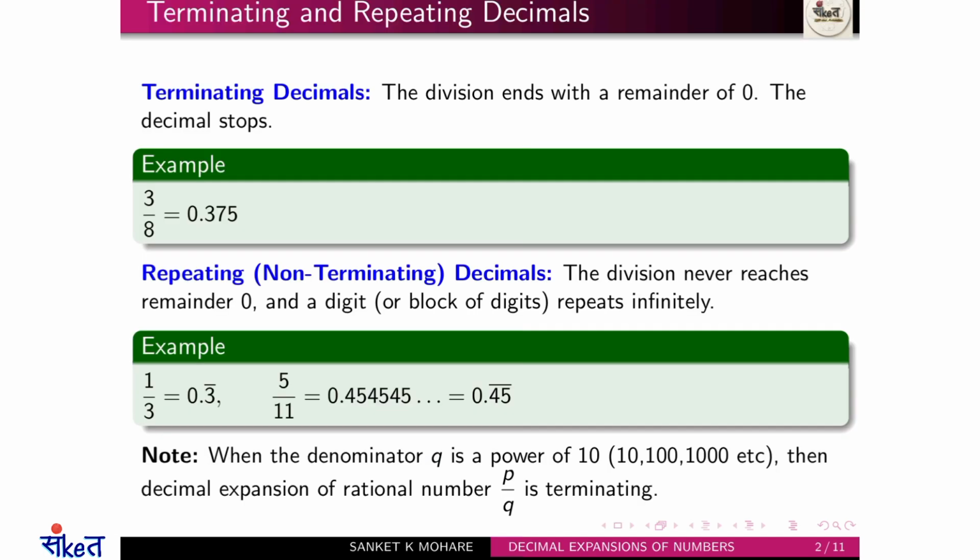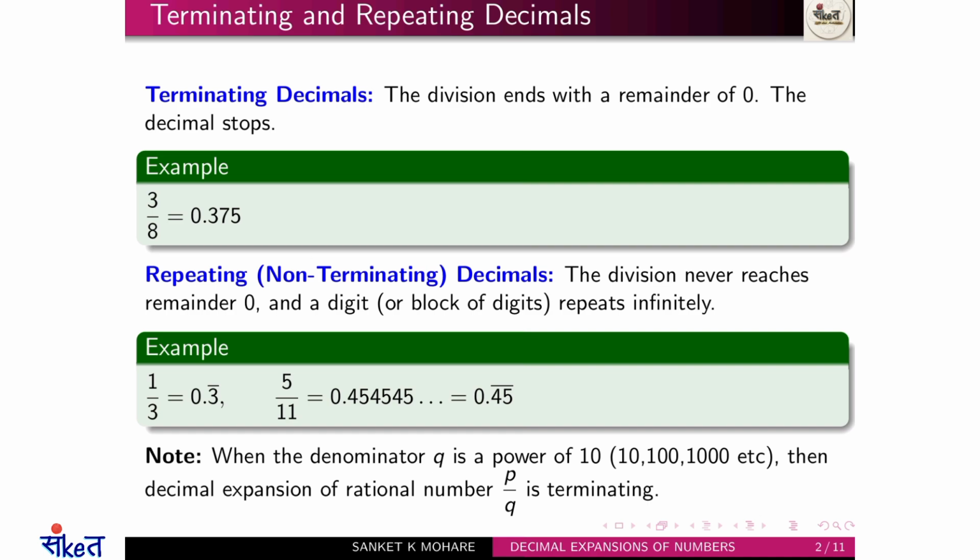If we divide the numerator p of a rational number by its denominator q, exactly one of two things will happen. Either the decimal expansion terminates or it repeats. Depending on that, we'll discuss the terms terminating decimals and repeating decimals. In terminating decimals, the division ends with remainder 0. For example, consider the rational number 3 by 8. After long division, when 8 divides 3, we get 0.375 as the decimal expansion. Here, the remainder becomes 0.